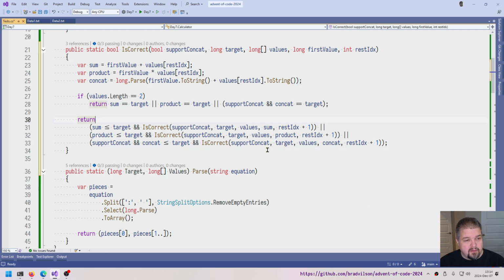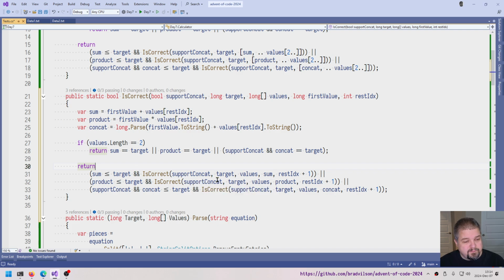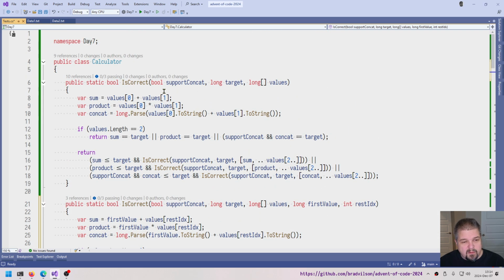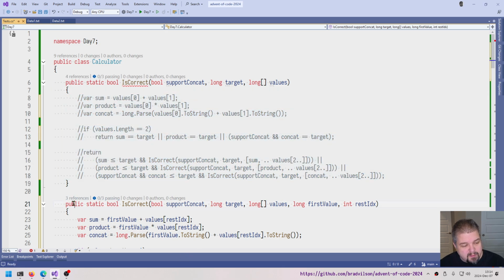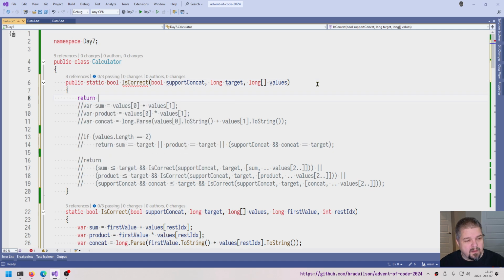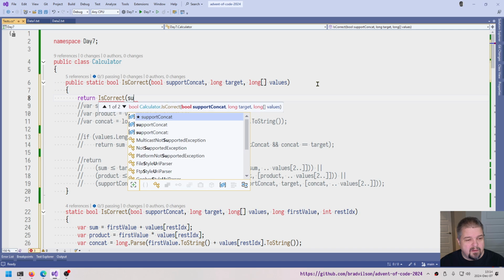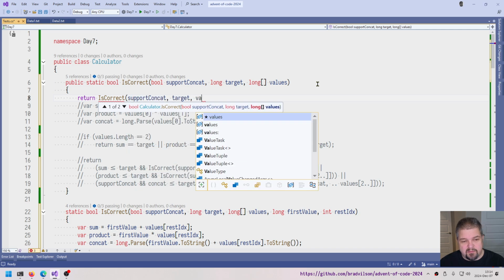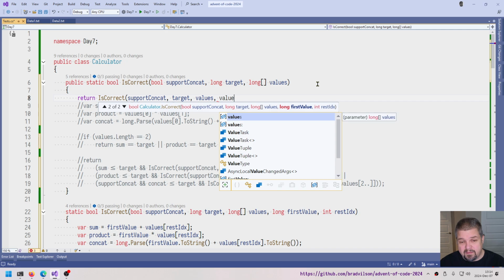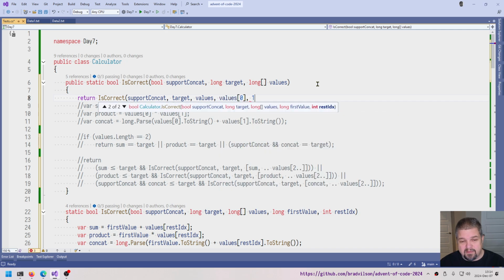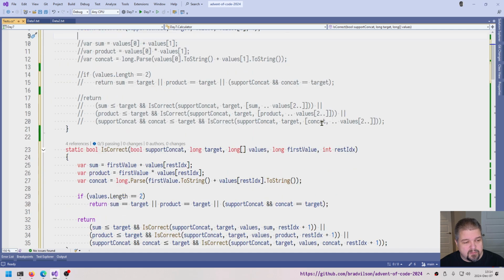Okay, so this algorithm we could call from this algorithm now, right? This one doesn't have to be public. This one can be private. And here we're just going to say, just give me is correct support concat target values. The first value in this case would be value sub 0, and the rest index will be 1. That's how we'll start that.